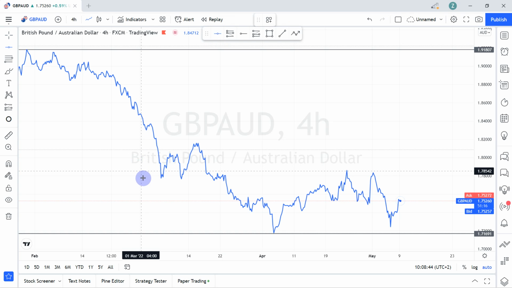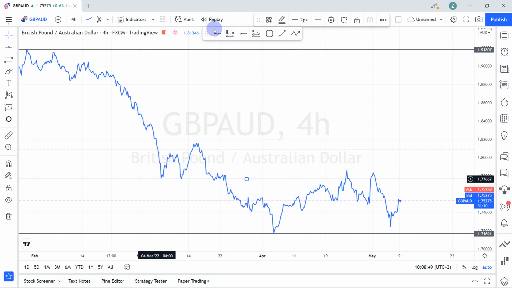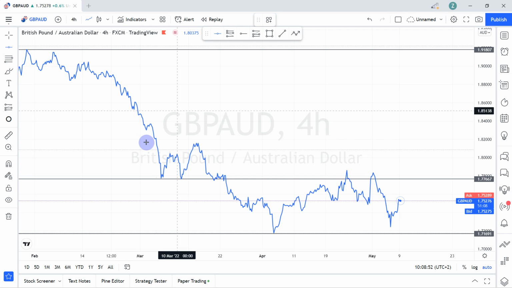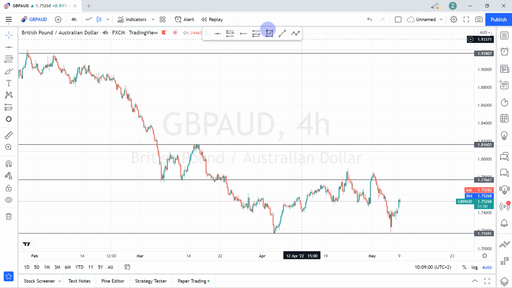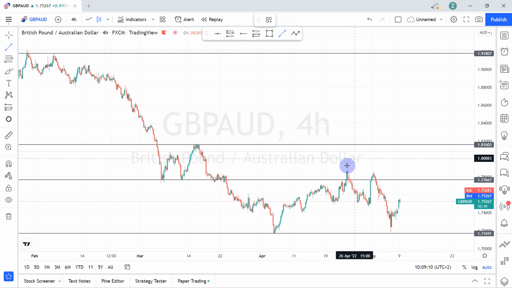Key level, this is a key level. This is a key level, right? This is also another key level. So seeing that now we have our pairs, our key levels, let's cater for any market structure.